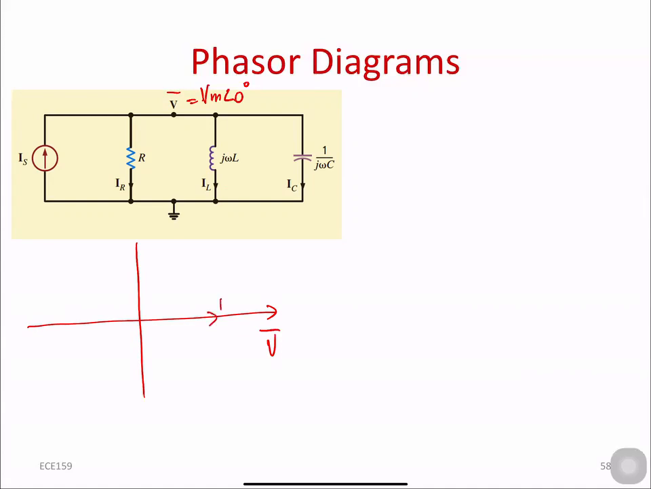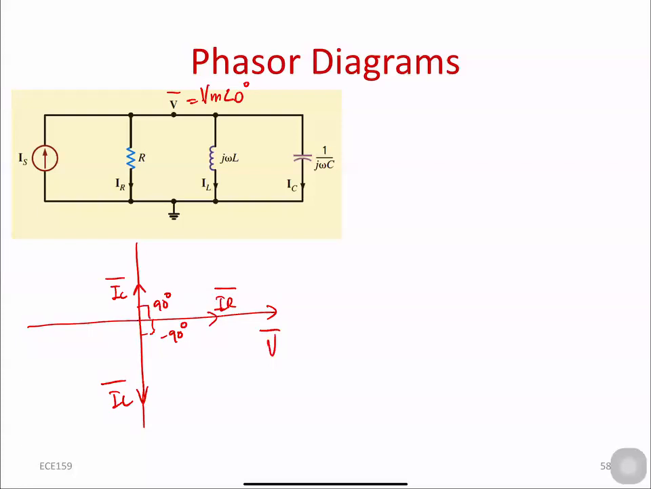The IR can be represented like this one. IC, which is the capacitor current, can be represented with a leading current by 90 degrees, and an inductor current IL can be represented as a lagging current by 90 degrees. And I'm assuming that IL is greater than IC. So again, it depends upon the values of the inductor and capacitor.